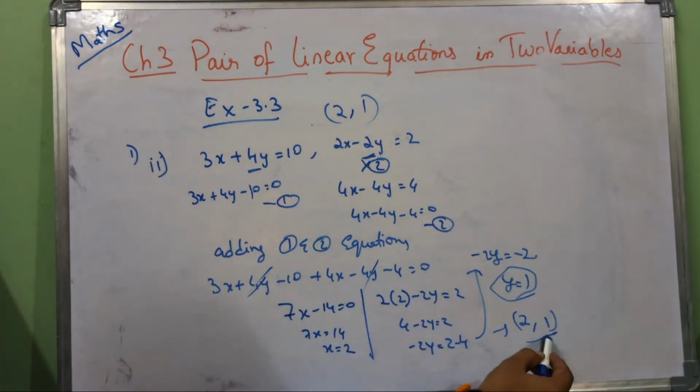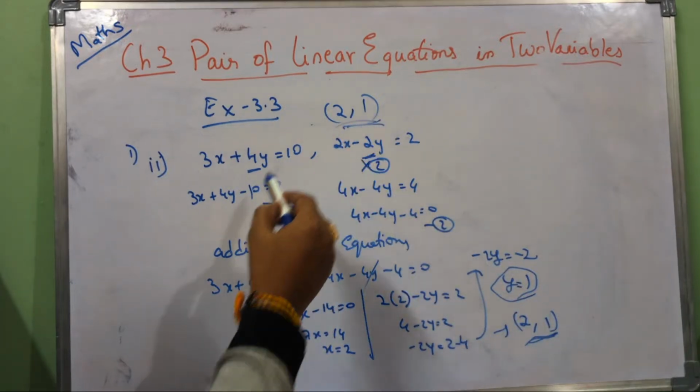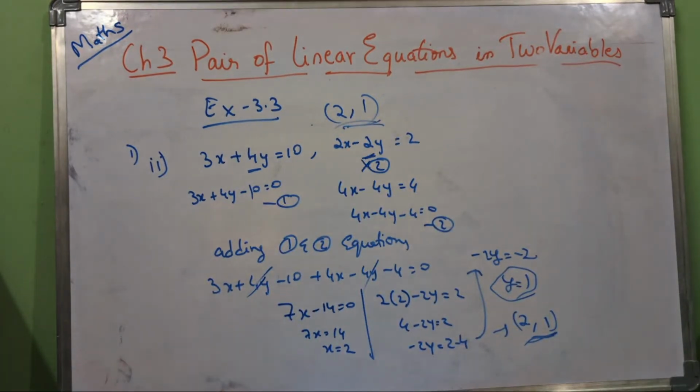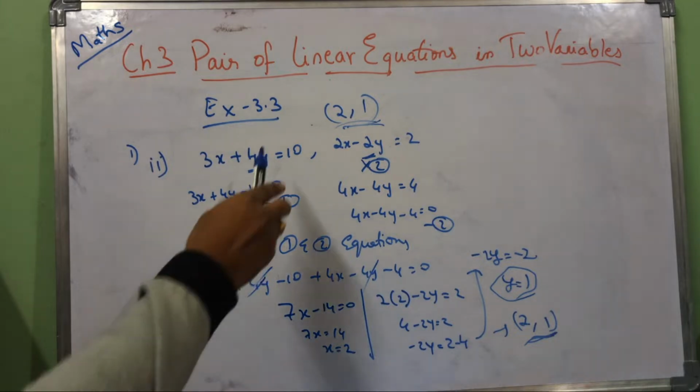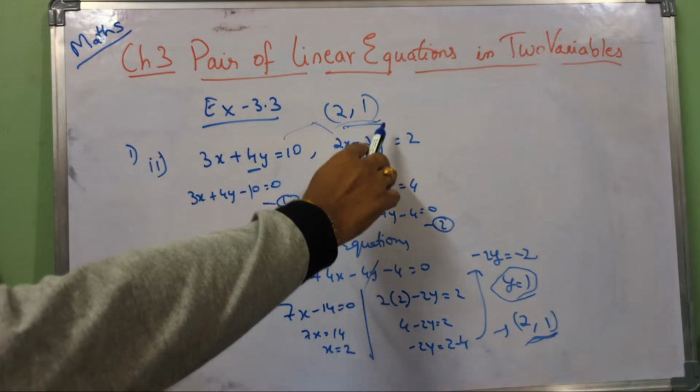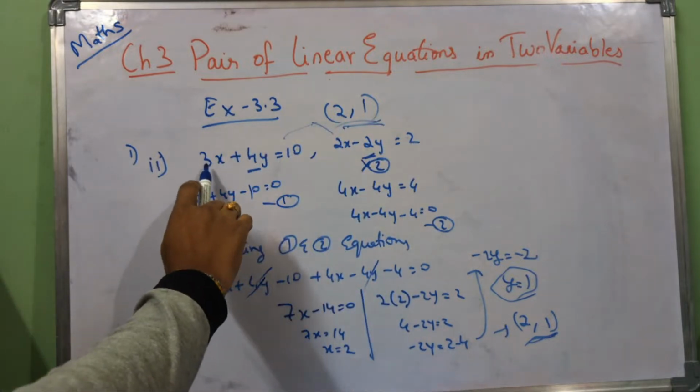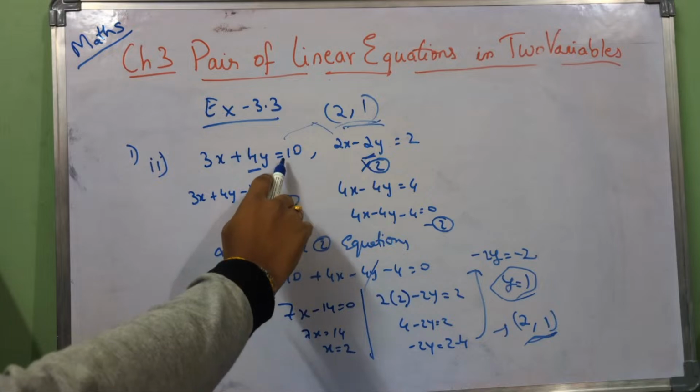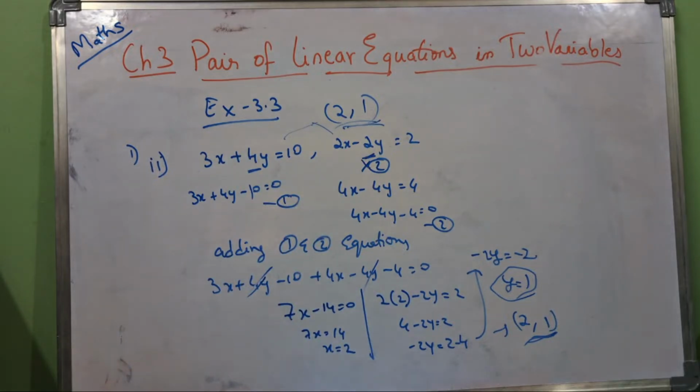This is the same solution which you got from the substitution method as well. If you are getting one value the same and the other value different, then definitely somewhere you made a mistake, either in elimination or substitution. But if both values match, 99% your answer is correct, and it becomes 100% if you verify it within the equations. Substitute here: 2 into 2 is 4, 4 minus 2 is 2, correct? 3 into 2 is 6 plus 4, which is also 10. So now we can say 100% that our answer is correct.